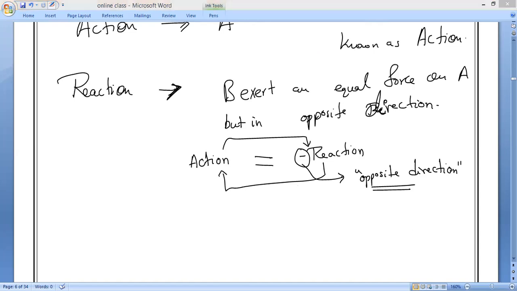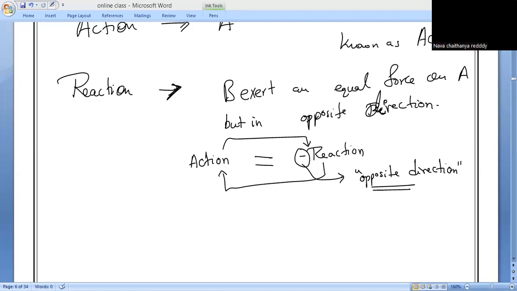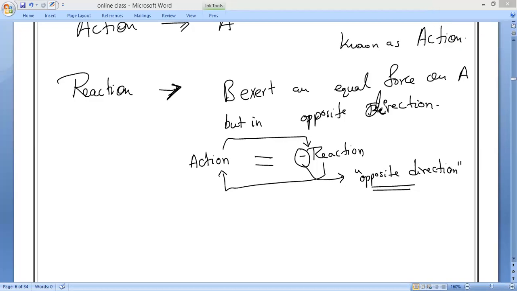From this we can say every action is accompanied by whom, guys? You have to answer. Every action is accompanied by an equal and opposite reaction. What is that called? The opposite action is called reaction. So all of you should remember, every action is accompanied by a reaction.